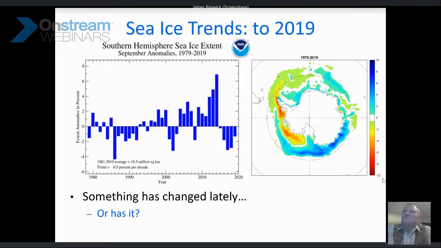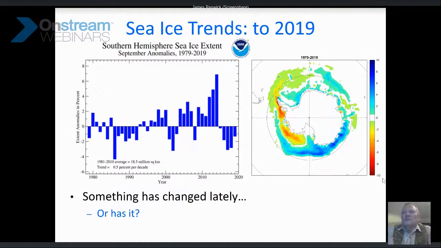And when you look at the trends from 1979 to 2019 now, on the right-hand side there, it's the same pattern, mostly the same years, but the colours are softer, so the overall magnitude of the trends has decreased. So things appear to have changed lately, or something's going on to cause these trends to move around.